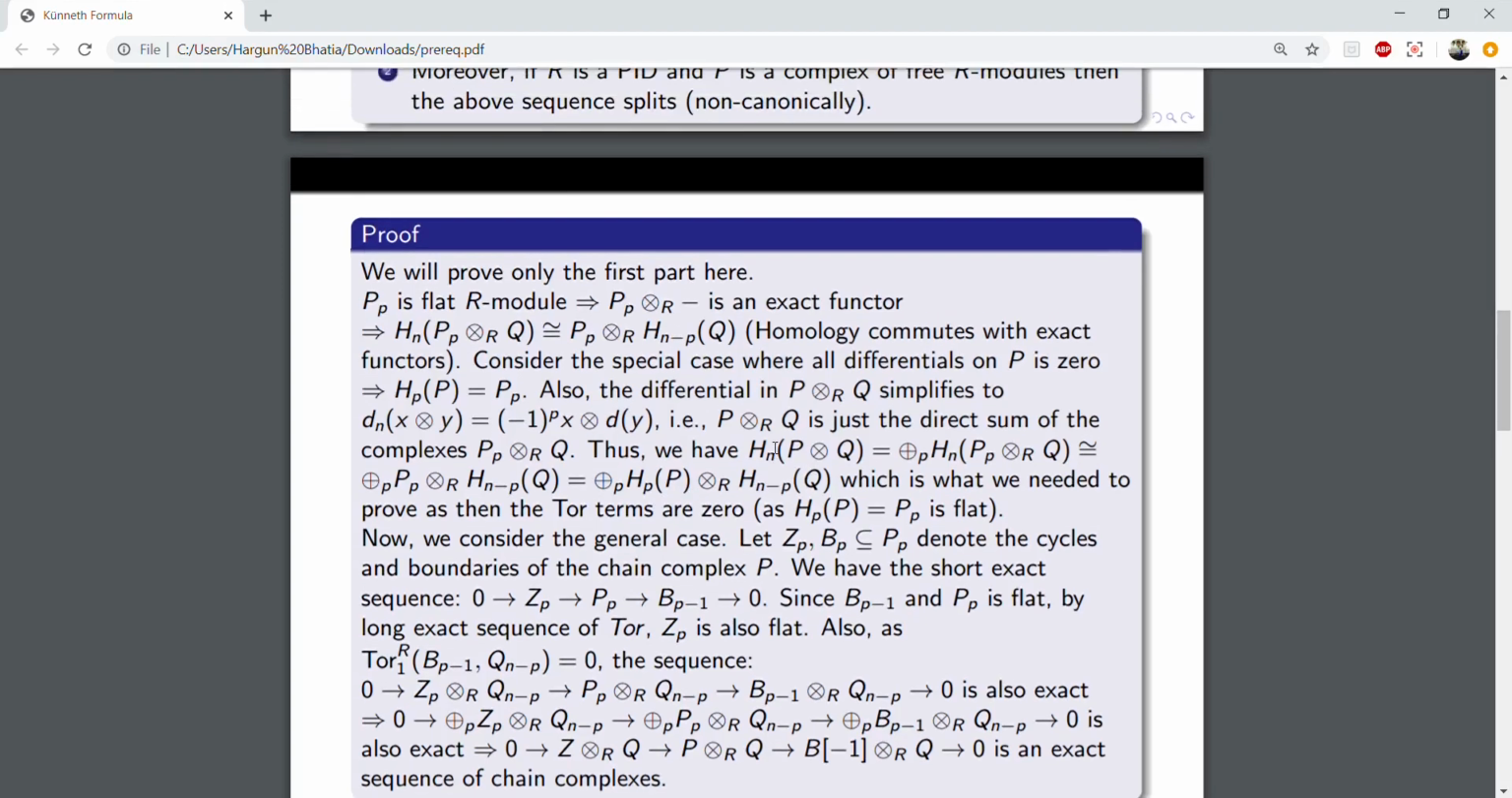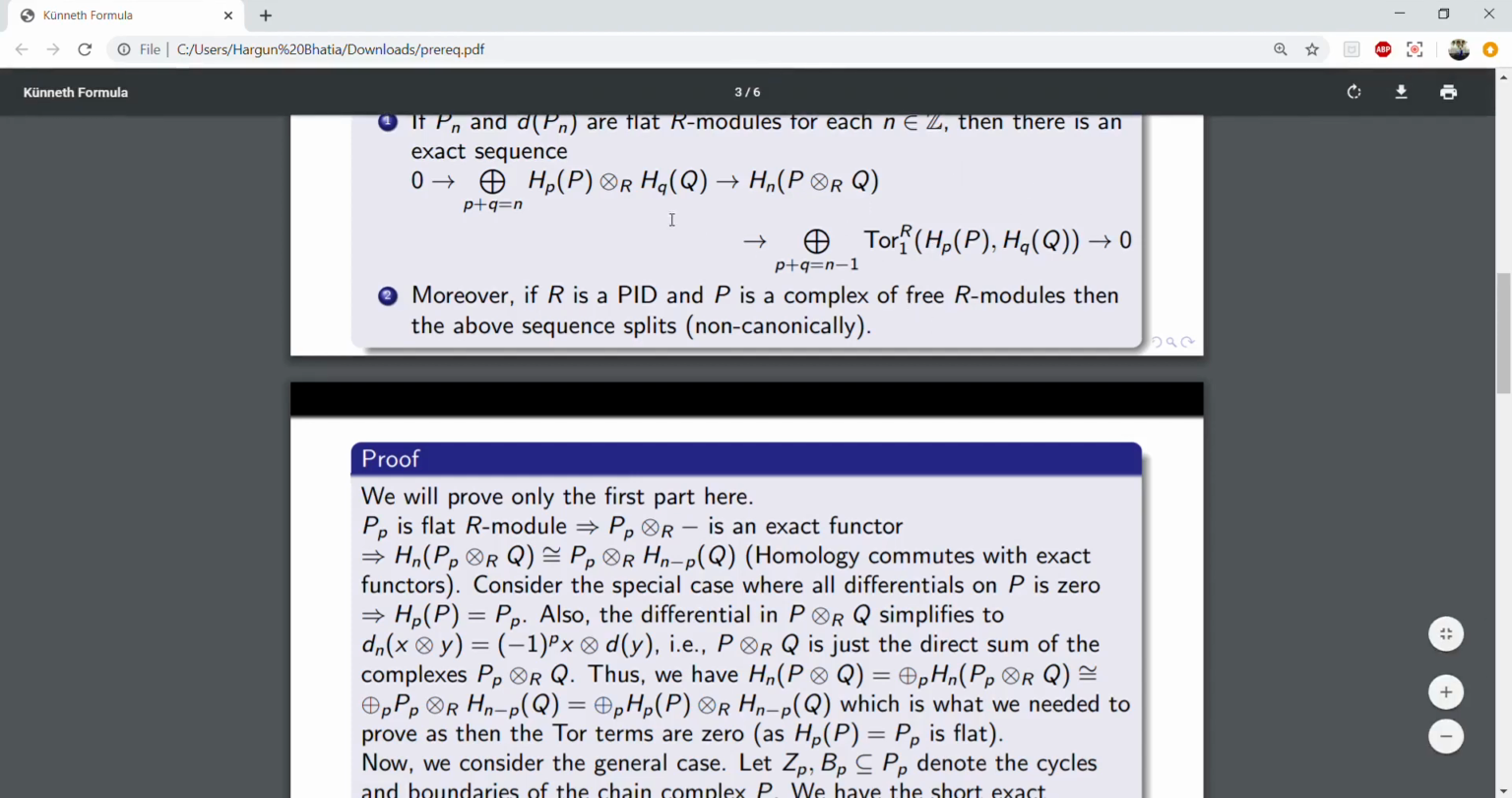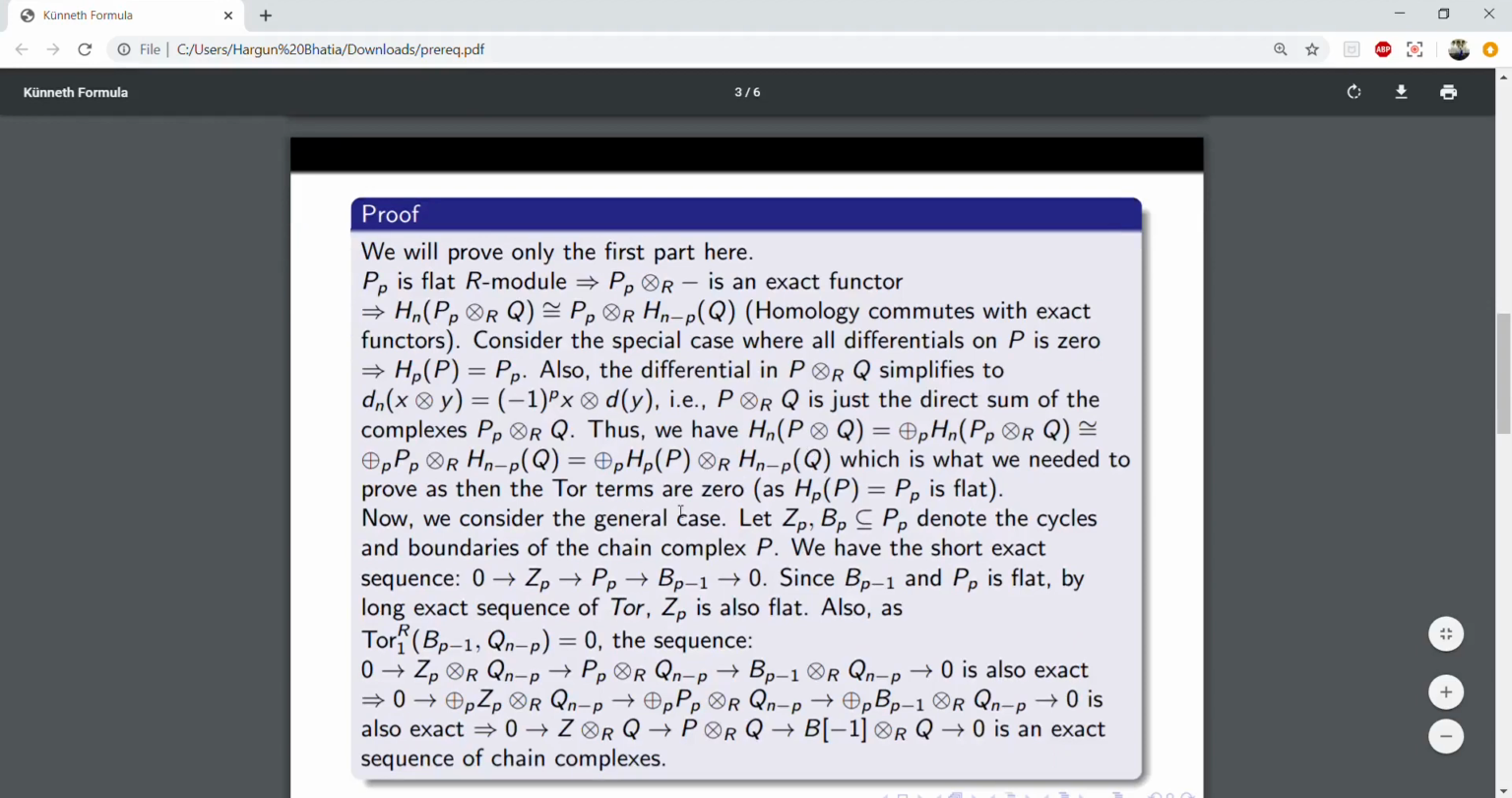In this case, there's no Tor term. If you apply this case when the differential is zero, the homology is just P. This is P_p and this is Q. The point is, since it is flat, the Tor will vanish. So this is just zero automatically. So all I'm concerned with is this isomorphism, which I have managed to prove in this special case. This is isomorphic to this. Now, let's consider the general case.